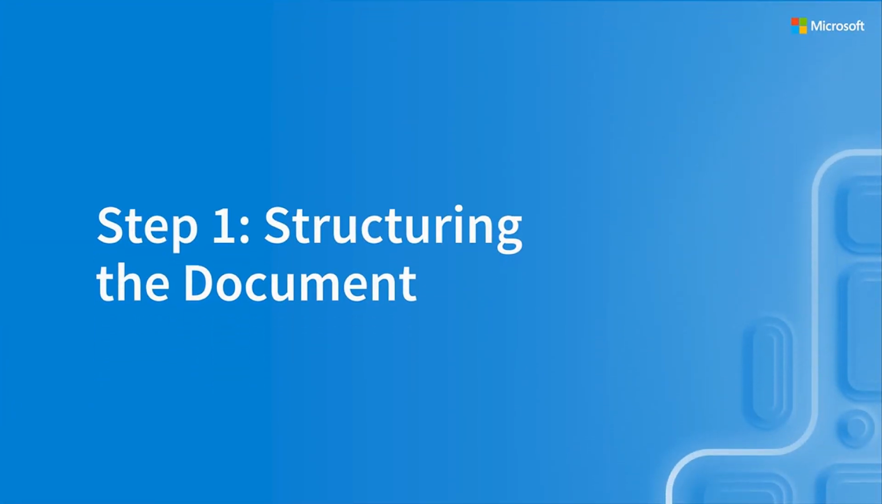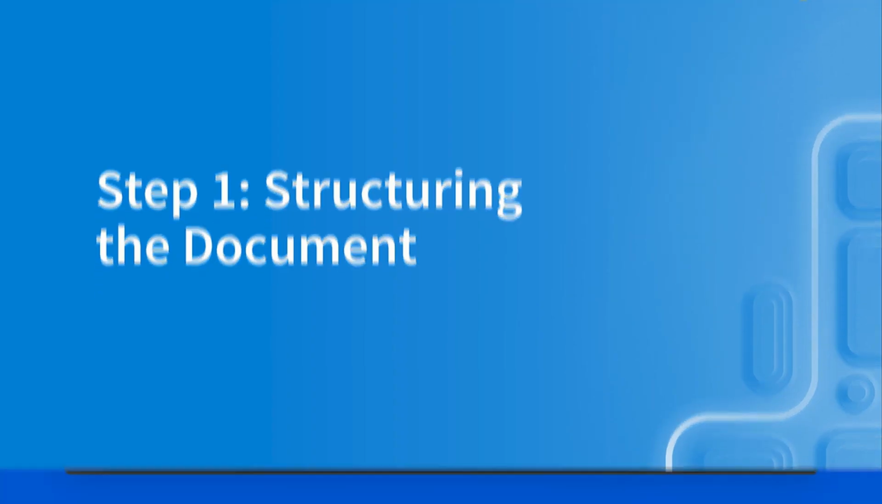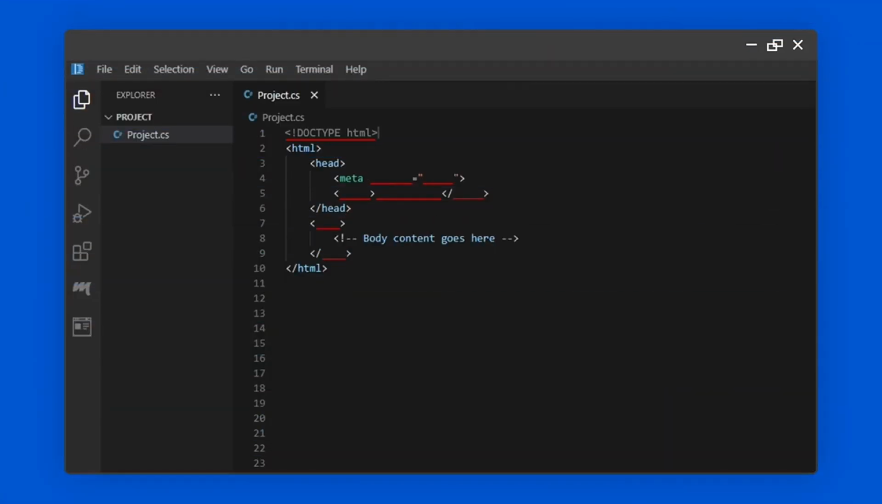The first step in creating a web page is setting up the basic structure. Think of this as building the foundation of a house before adding the furniture. Let's create the structure now. Add the declaration at the top of the document. Now we need to add the character set attribute to the meta tag.